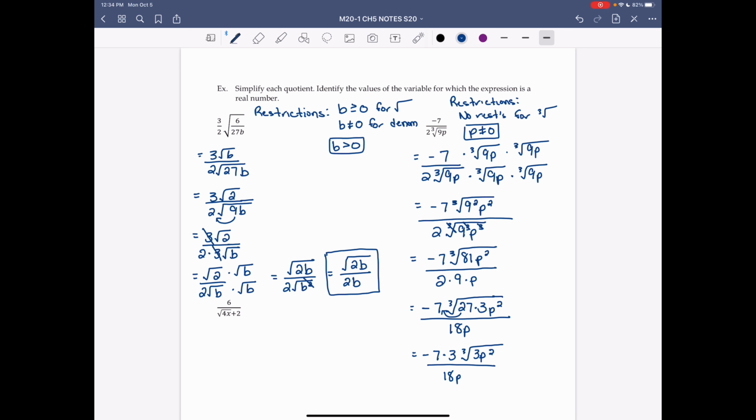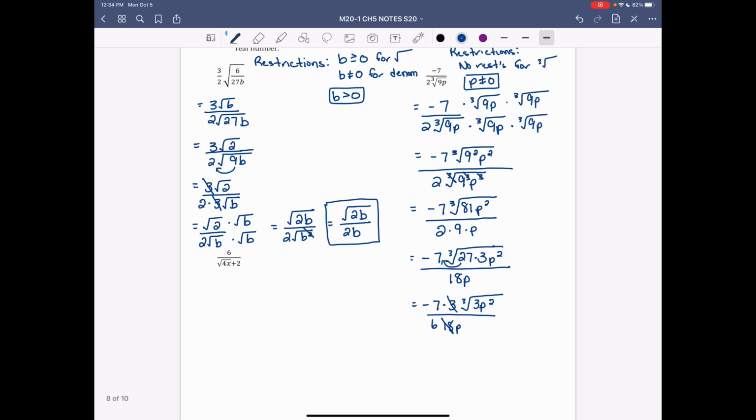Then we can simplify our coefficients by dividing out 3. 18 divided by 3 is 6. So we get -7 cube root 3p squared divided by 6p. That is our simplified answer.